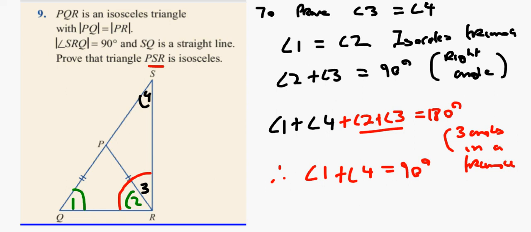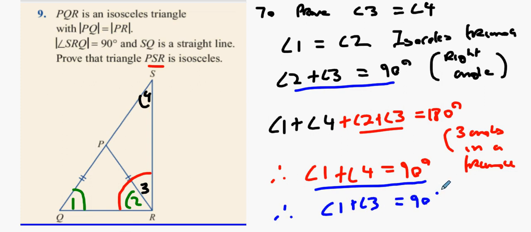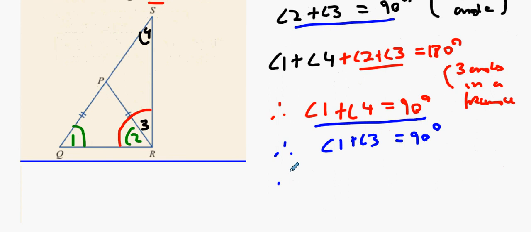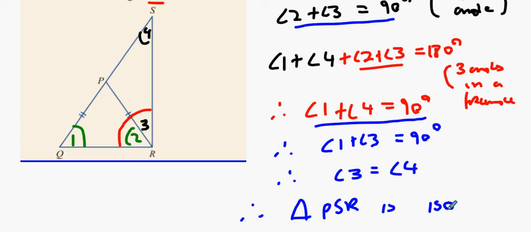Look, angle 2 plus angle 3 equals 90 degrees. Angle 1 plus angle 4 equals 90 degrees. Therefore, we know that angle 1 equals angle 2, so we can say therefore angle 1 plus angle 3 equals 90 degrees. Therefore, 3 dots means therefore angle 3 equals angle 4. Therefore, triangle PSR is isosceles.